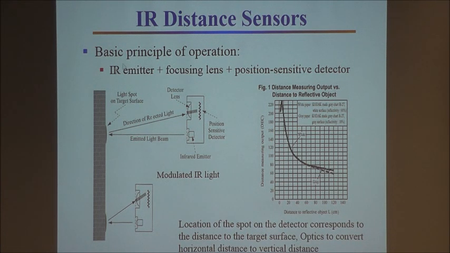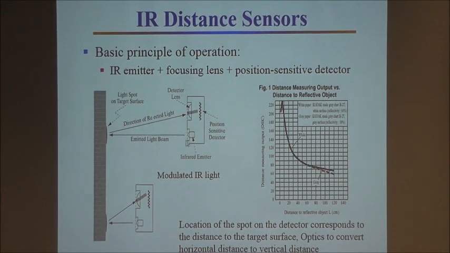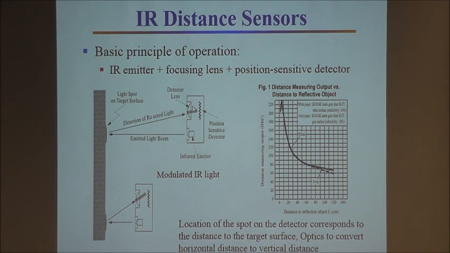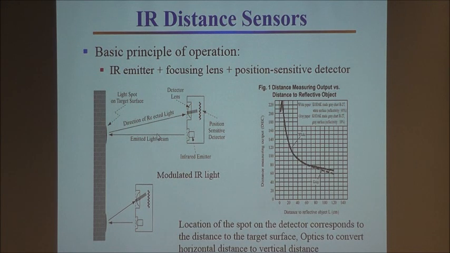IR distance sensors. The basic principle is you have IR emitters, like for example this emitter, a focusing lens, a position sensitive detector here, a detector here, or a position on the place you want, and then you detect it here, and then this triangulation right here allows you to know where that thing is, okay. You also could have modulated IR light, which is modulated here.